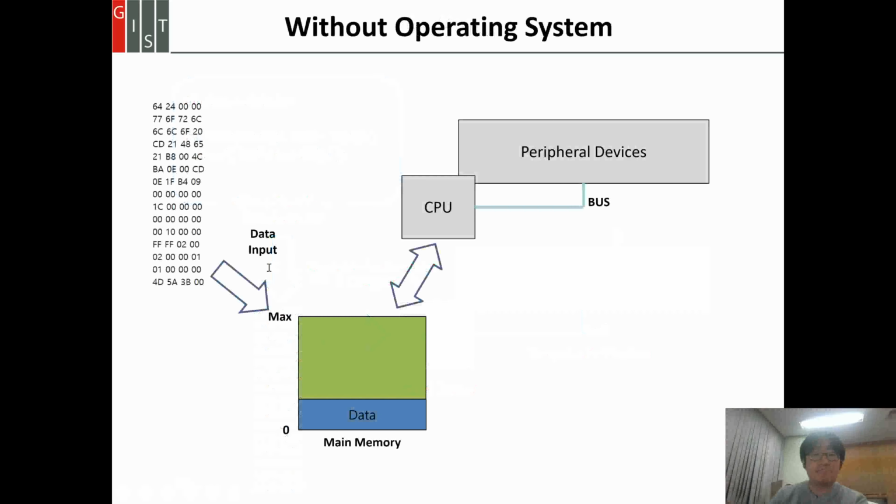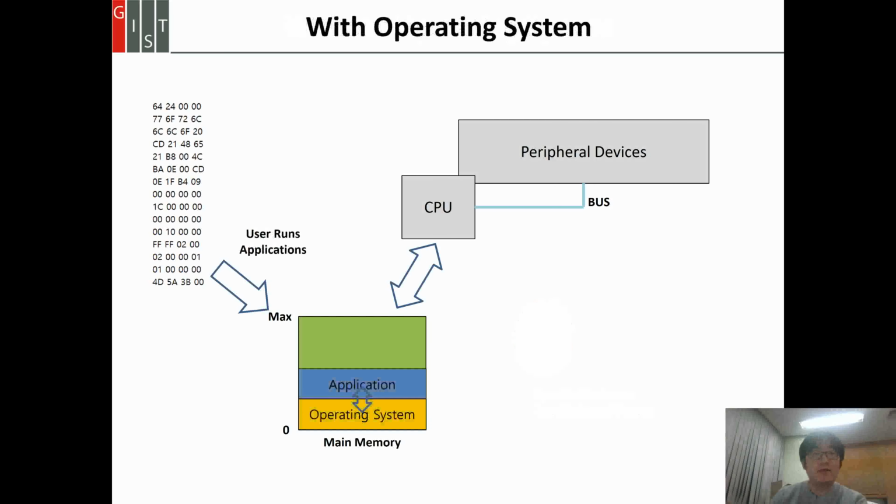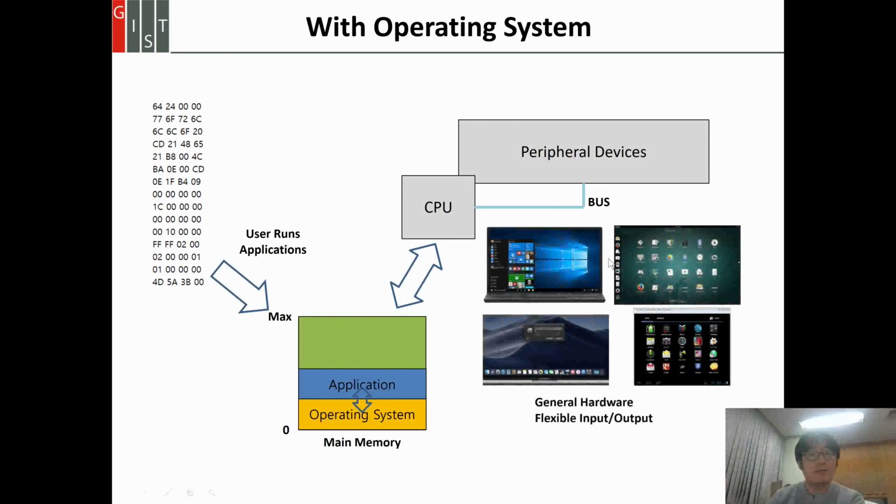Without operating system, an application data should exist in the main memory or main storage. The CPU loads them and runs it. One good example is a portable gaming device that requires specific hardware and specific input and output. If an operating system is installed, then it exists in the main memory or storage and provides various interfaces to users and applications, so it manages general hardware and provides flexible input and output as Windows, Linux, Mac, and Android do.